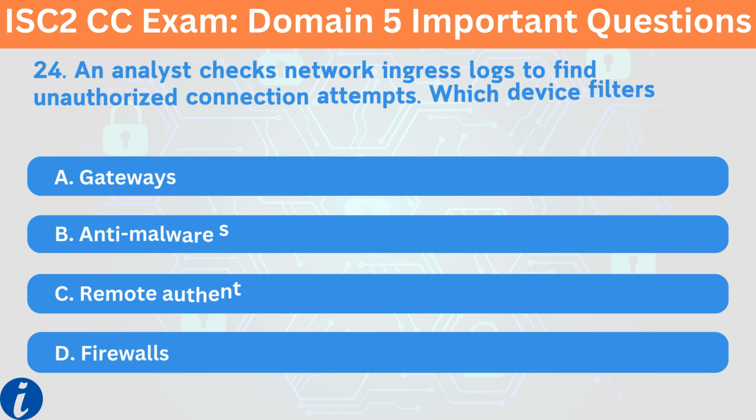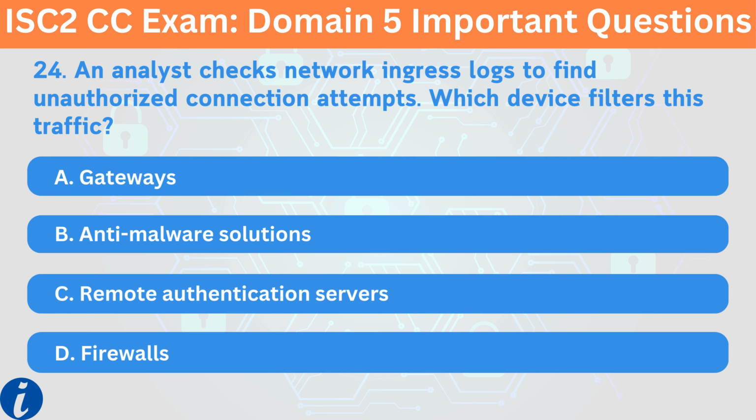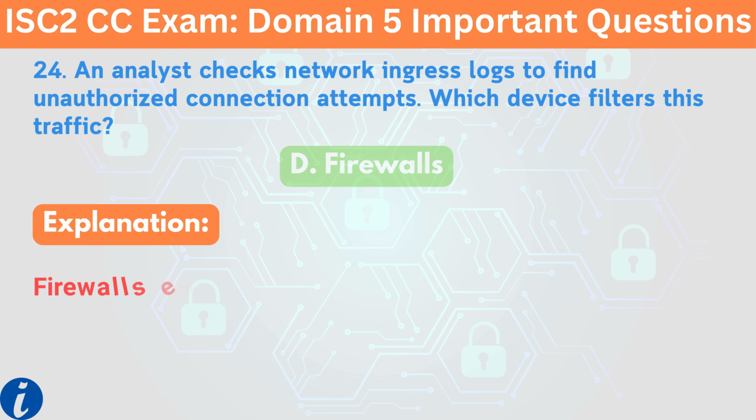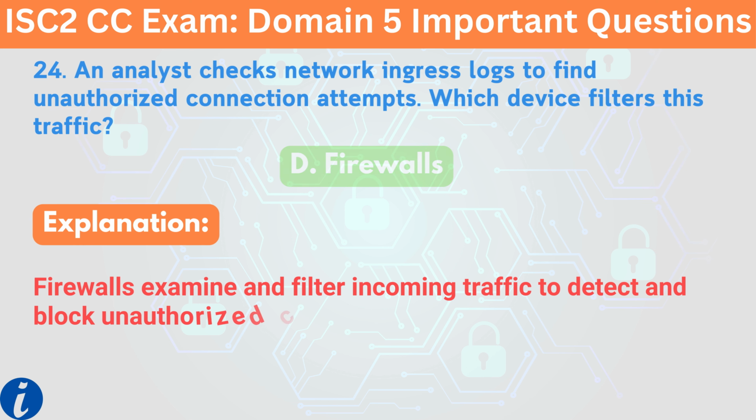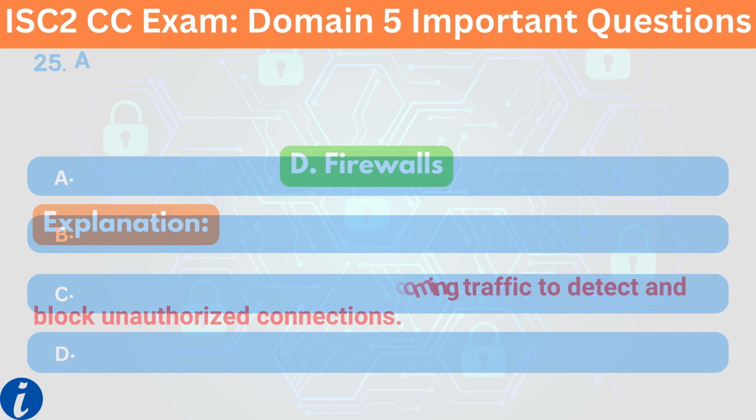24. An analyst checks network ingress logs to find unauthorized connection attempts. Which device filters this traffic? A. Gateways. B. Anti-malware solutions. C. Remote authentication servers. D. Firewalls. The correct answer is D. Firewalls. Explanation. Firewalls examine and filter incoming traffic to detect and block unauthorized connections.